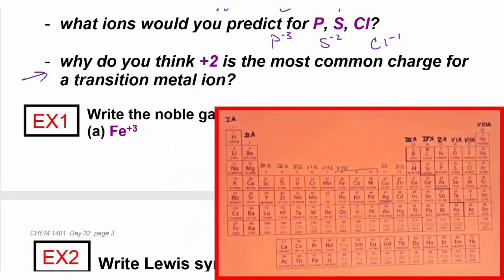Why do you think +2 is the most common charge for a transition metal ion? The reason why +2 is the most common charge is that all of these transition metals have these s orbitals available. So they'll lose those 2. So +2 is the most common charge for a transition metal ion.